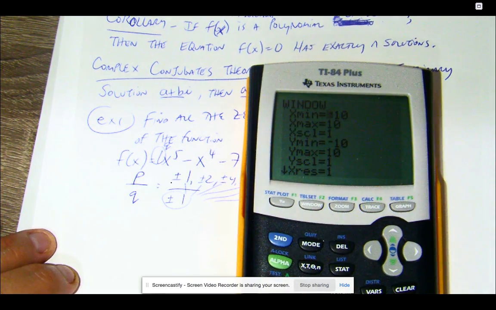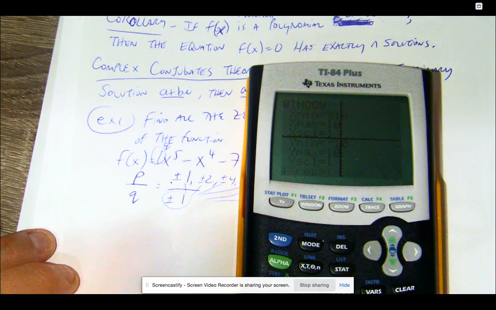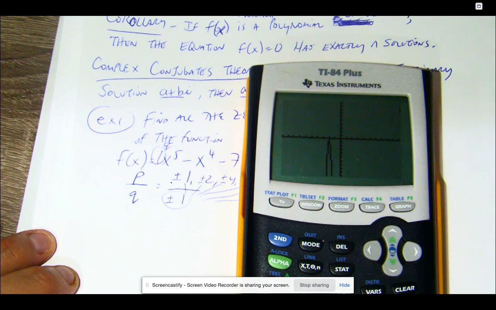Okay, now my window is set on my normal window, and I'm just going to hit the graph button because all I need is 1 point. I just need to know 1 point that it could potentially cross. Okay, it's got a lot of things that are happening.